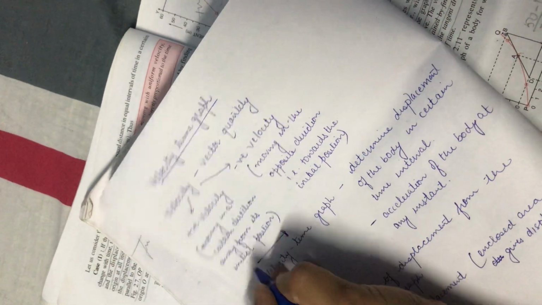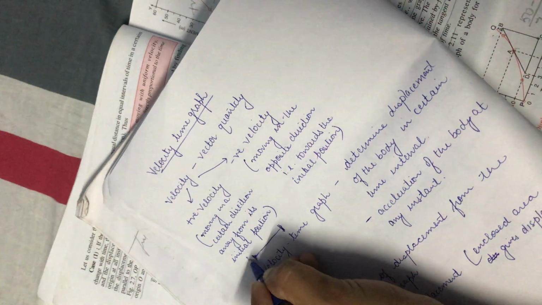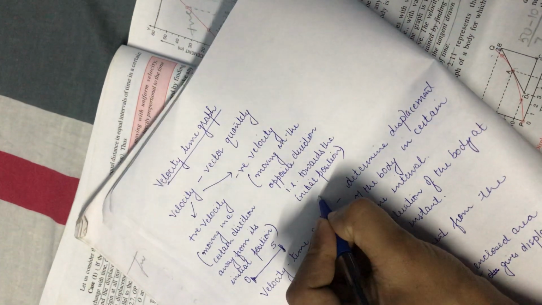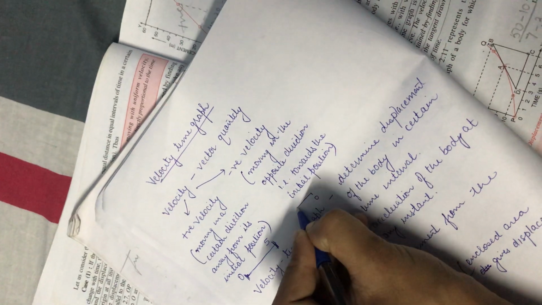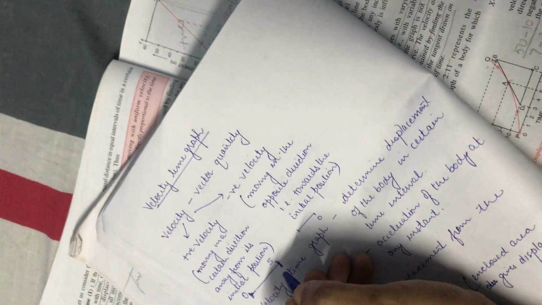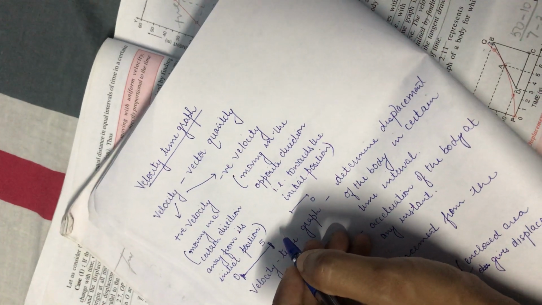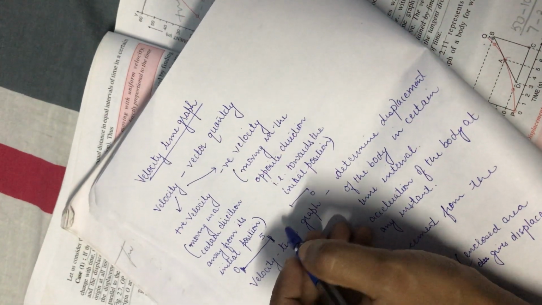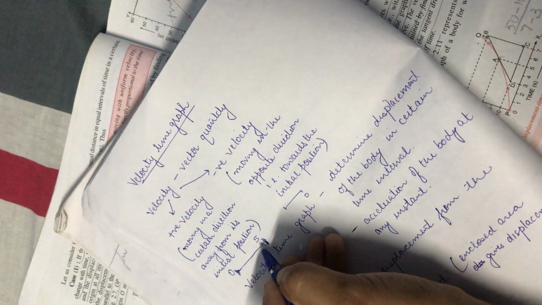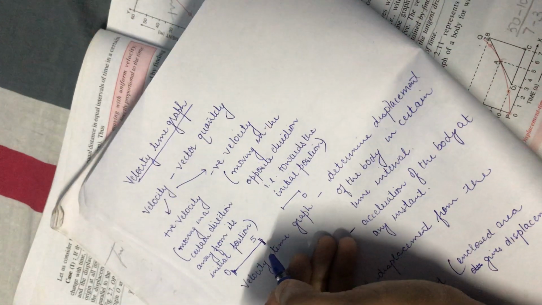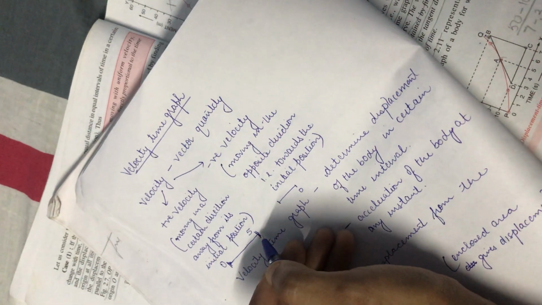But when this is the initial point 0 and it's coming to the point 5, now if from 0 it is moving towards the opposite direction, then it is in the opposite direction. So it is moving towards the initial position. So that is a negative velocity.